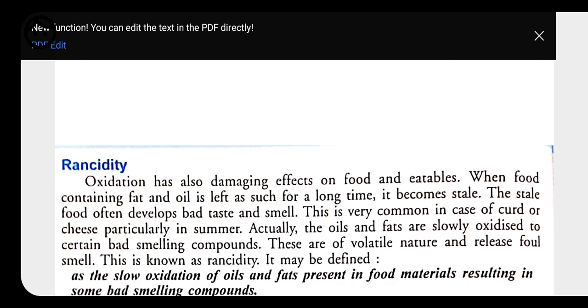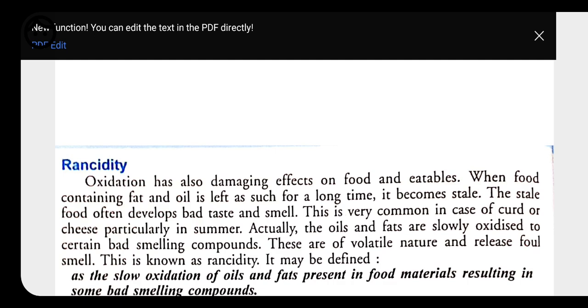This is very common in the case of curd and cheese, particularly in summer. Actually, the oil and fat are slowly oxidized to certain bad-smelling compounds. These are of volatile nature and release a foul smell. This is known as rancidity. So rancidity is the oxidation of food material. Mostly food which contains oil and fat very easily comes in contact with oxygen and a bad smell starts coming from this type of food.